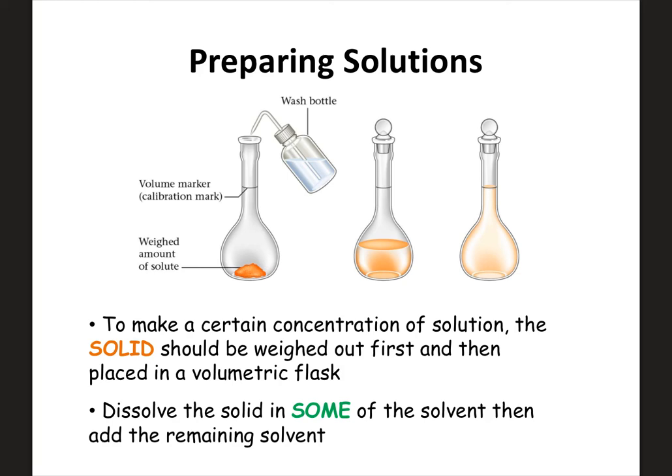If you were making Kool-Aid, in theory, you dump your powder and your sugar in, you add some of the water, dissolve it, and then fill up to the line on the container. Otherwise, you're making a weaker form of Kool-Aid. This is the proper way to make a solution, and you need to get used to the materials. This is called a volumetric flask.